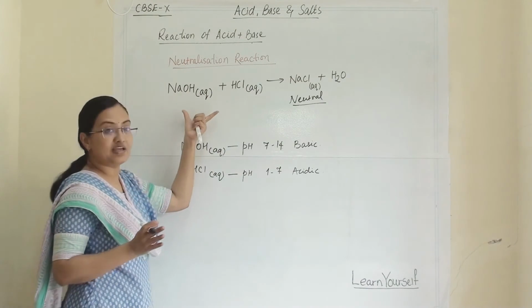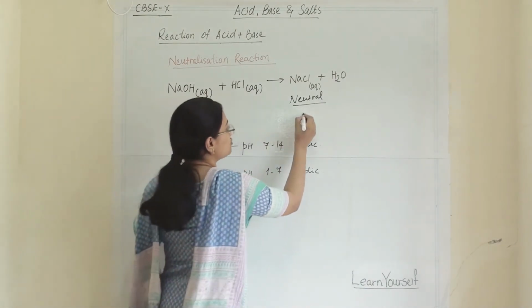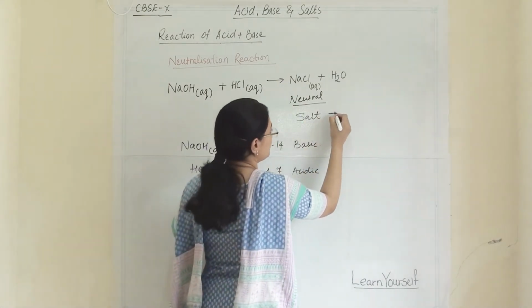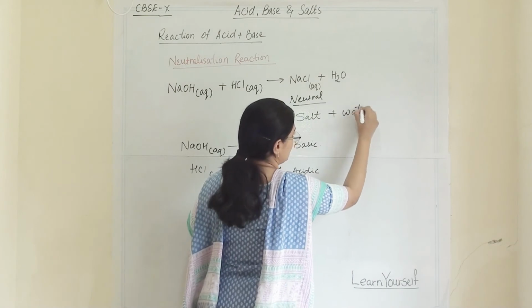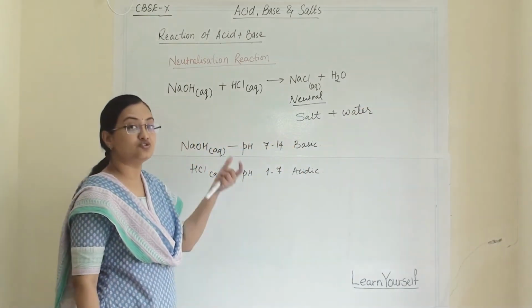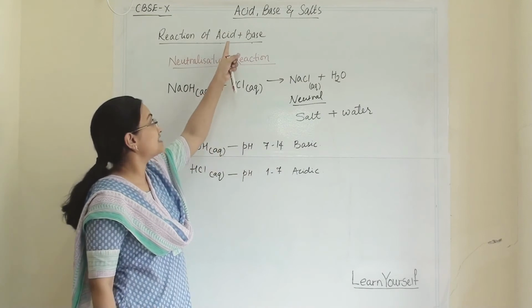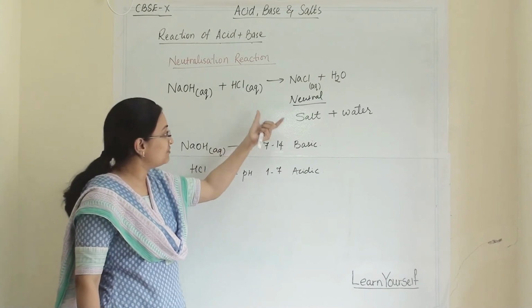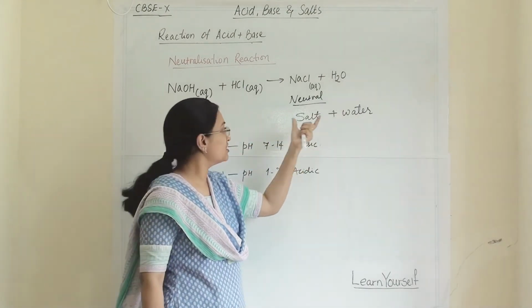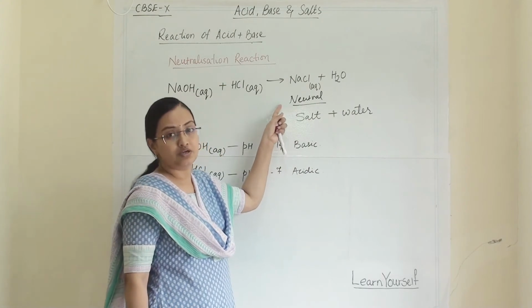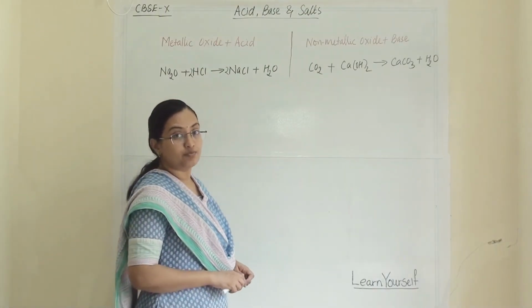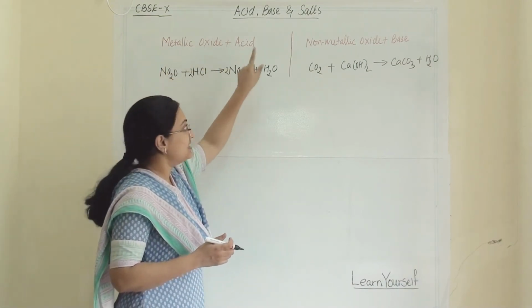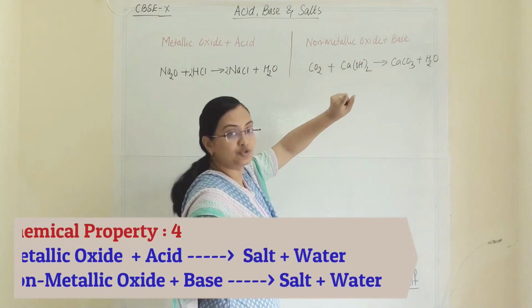When acid reacts with base, we will get salt, the nature of which will be neutral, and water. So that's why this reaction is termed as a neutralization reaction, in which acid reacts with base. So any acid will react with base and we will get salt plus water, in which the salt's nature will be neutral. Under this chemical property, the metallic oxide's reaction with acid and non-metallic oxide's reaction with base we are going to study.